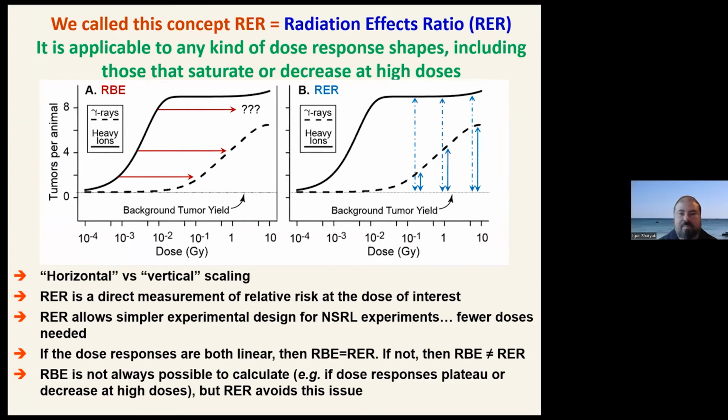So again, looking at this type of schematics, you can see that horizontal scaling can run into problems in some cases, like for example, this one. If the dose responses flatten or they start to decrease at a high dose, for example, here, there is no corresponding dose of gamma rays which would give the same effect as this dose of heavy ions, because the responses turn down or flatten. But the vertical scaling concept doesn't really have this problem. For example, here you can still calculate the ratio of effects.